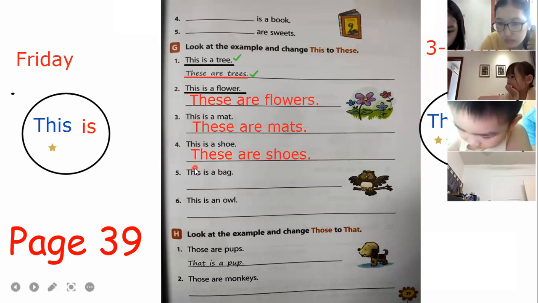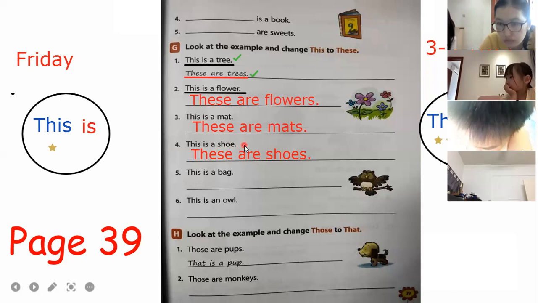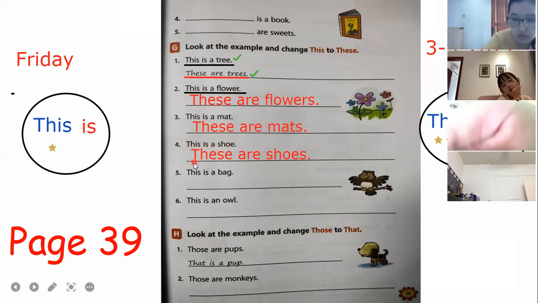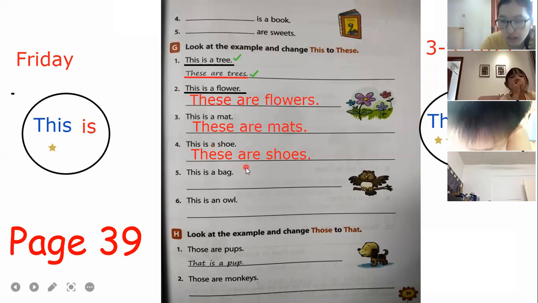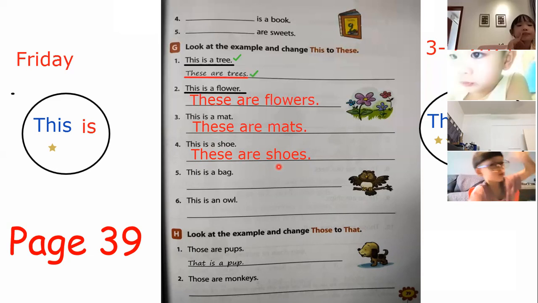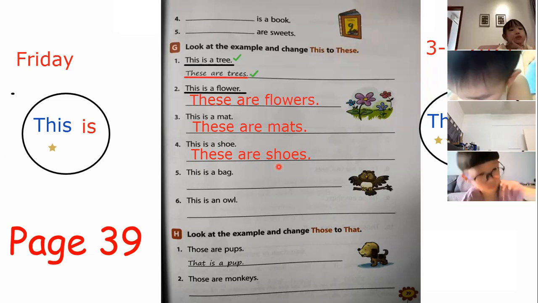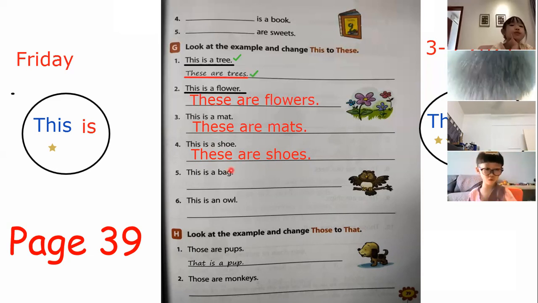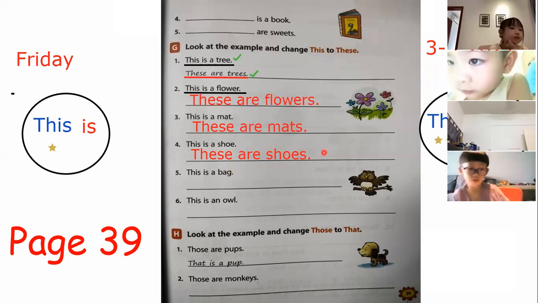Right, children, you see. Just now was in singular noun. So it was this is a shoe. But when you make it into a plural noun, we say these are shoes. Okay, very good. Thank you so much. Now let's move to the next question. So children, please write down the answer first.